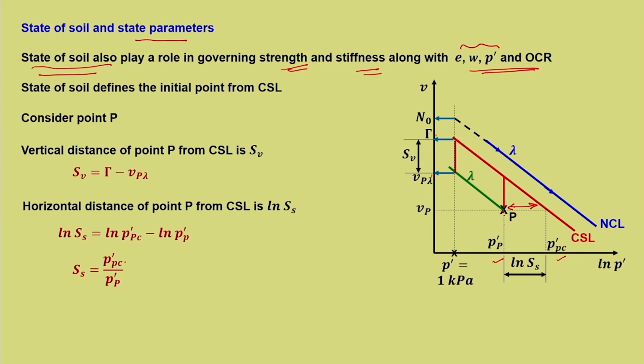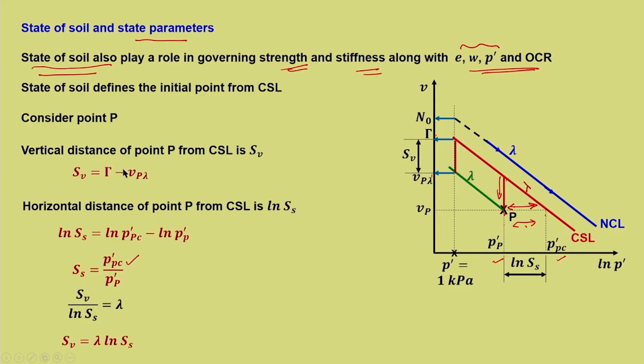OCR is with reference, instead of P dash PC, to the stress state on the NCL, which is called yield stress. So here Sv upon ln Ss is equal to lambda. If you consider this particular line, this is ln Ss and this is Sv. So Sv by ln Ss equals the slope, which is lambda. So we can always write Sv is equal to lambda into ln Ss.